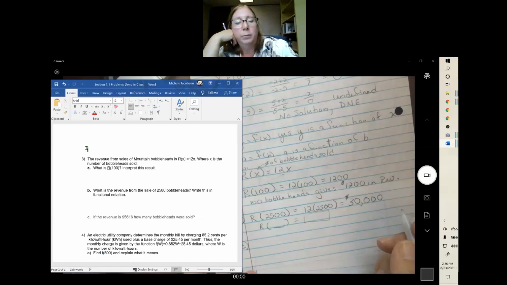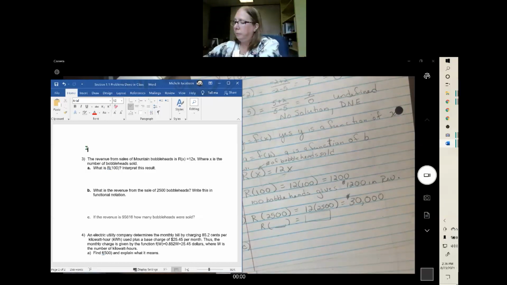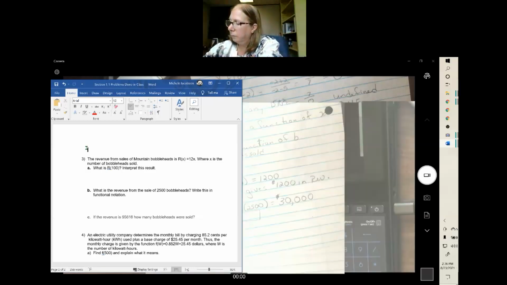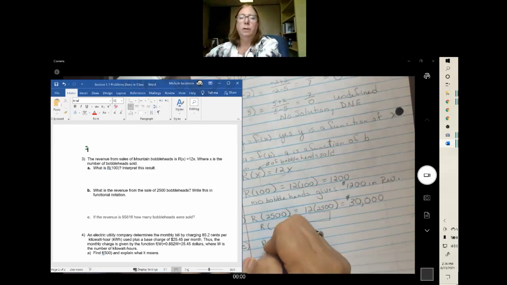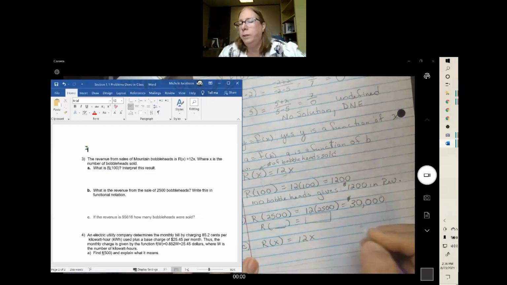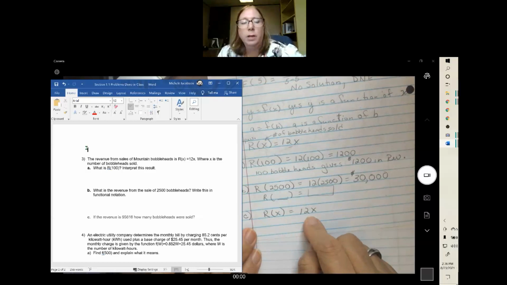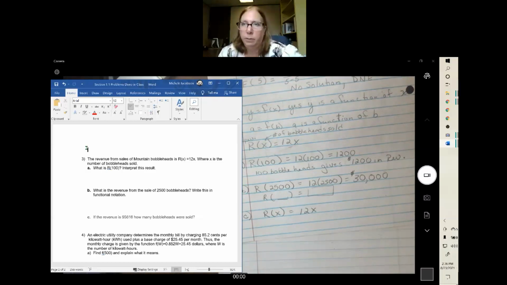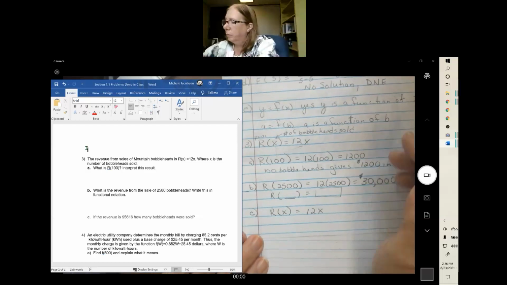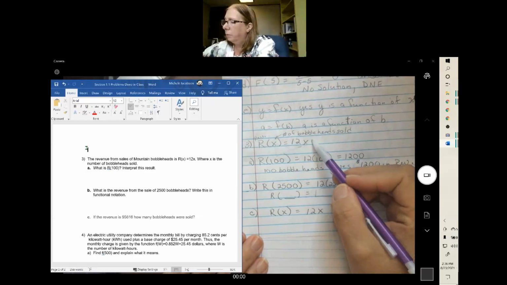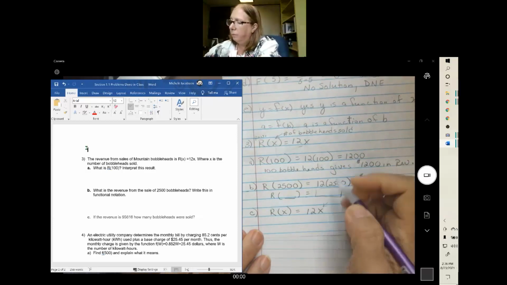If the revenue is 5,616, how many bobbleheads were sold? We know R of X equals 12X. So each time you read a sentence or equation, you want to see what they're giving you and then decide where you need to plug it in. They're telling us the revenue is 5,616 and how many bobbleheads were sold. So that means the number of bobbleheads was the X value. So that means we're looking for this value.